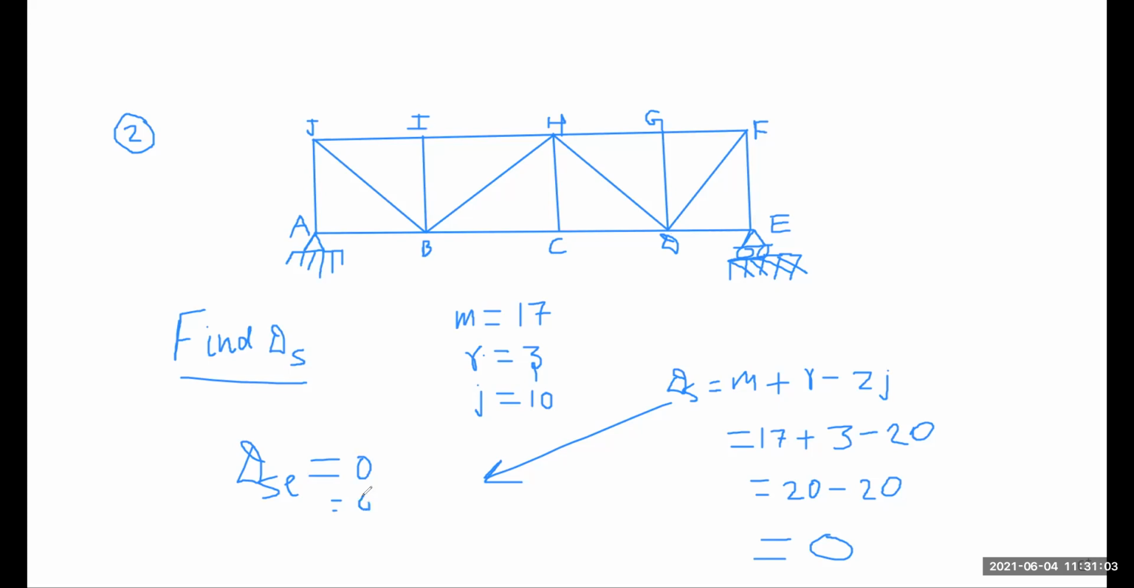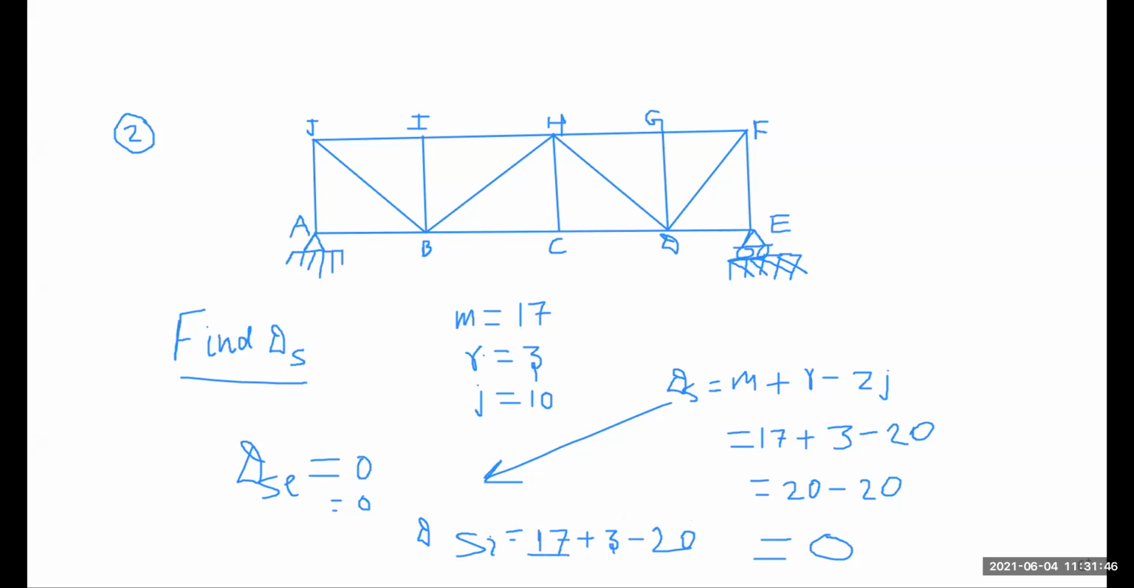And also DSI. I think our basic formula is m minus 2j plus 3. So here m is equal to 17, 17 plus 3, and minus 2j, 2 into 10, 20. So you also get DSI is equal to 0.